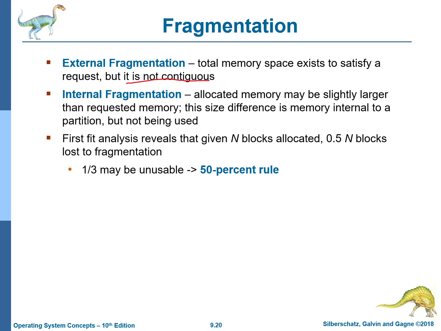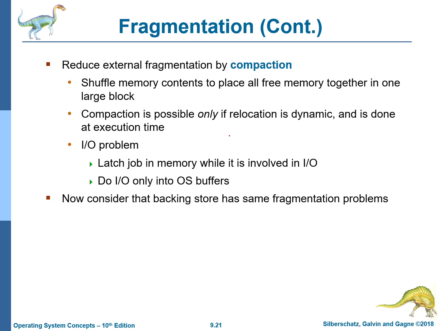Internal fragmentation is when allocated memory may be slightly larger than requested memory. The size difference is the memory internal to the partition, right? Because the internal partition and the new process have a size difference, some memory is wasted, and that wastage is called internal fragmentation. To overcome this, we have the compaction technique.